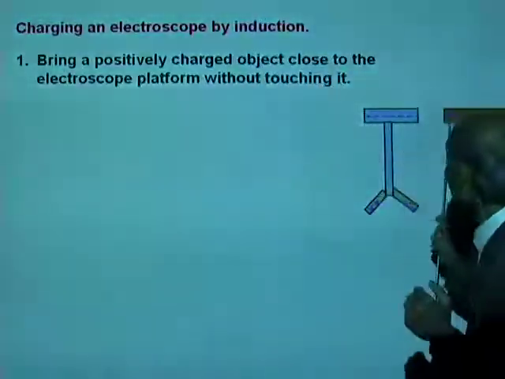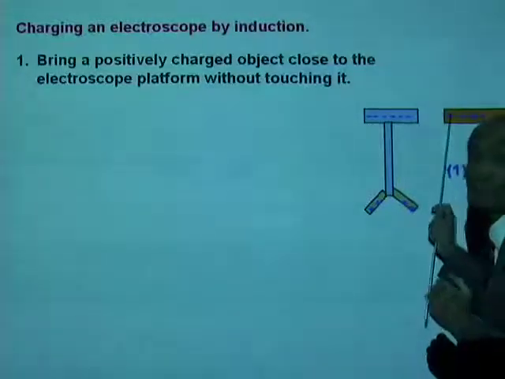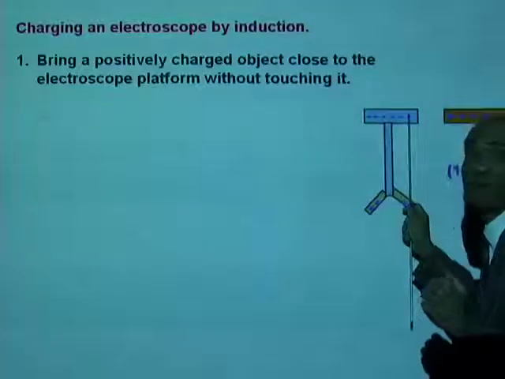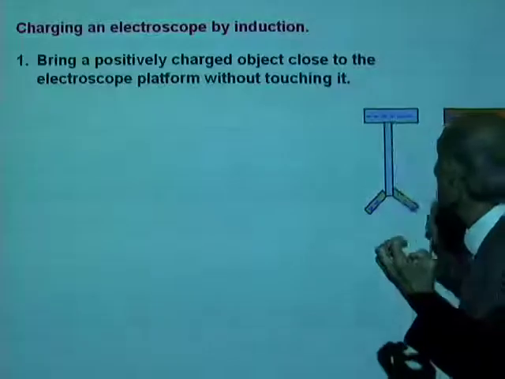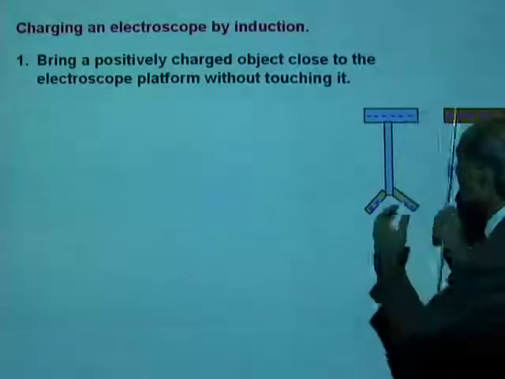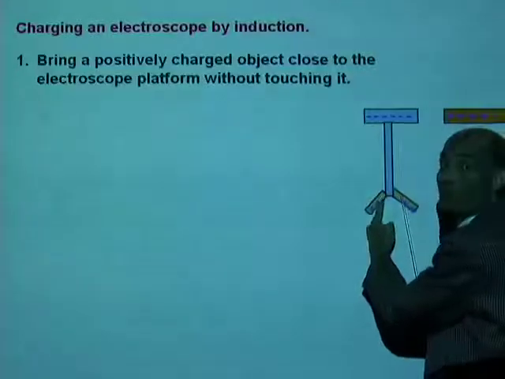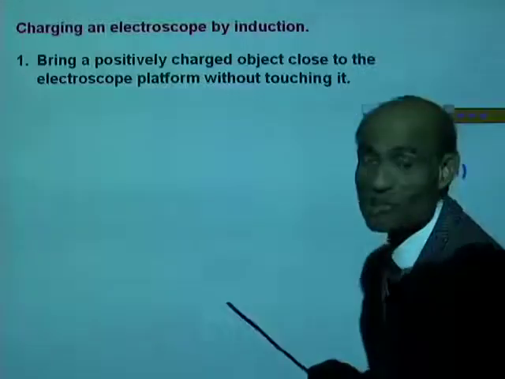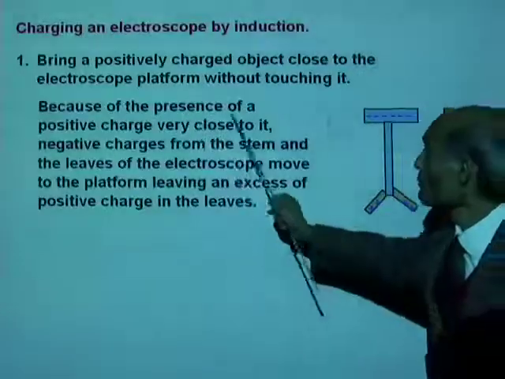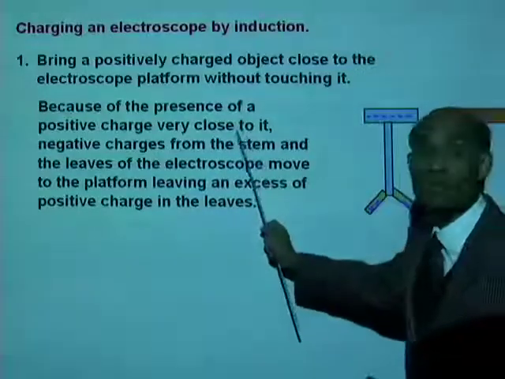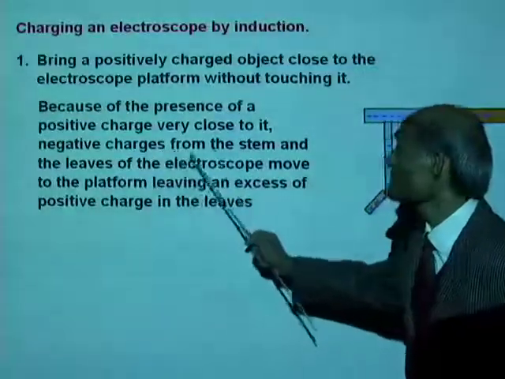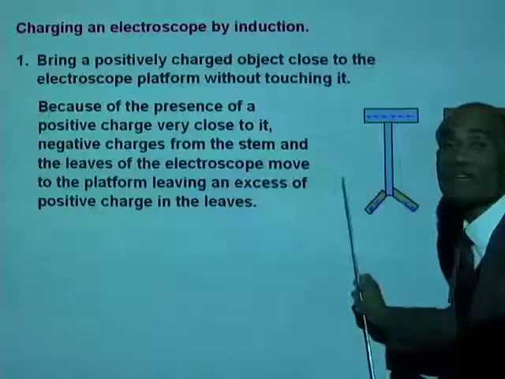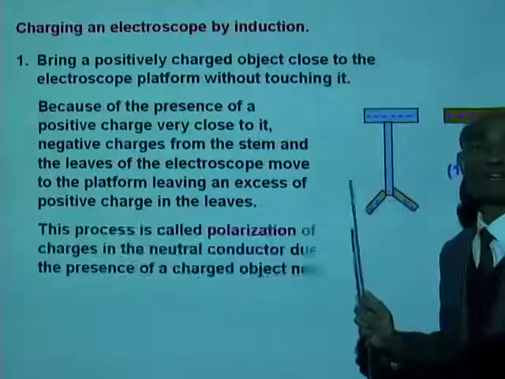Why? Because of the presence of these positive charges, a lot of negative charges moved to the platform because of their desire to be closer to this positive charge. That means a lot of negative charges were moved from the leaves, leaving the leaves positively charged, and that produces the divergence. Because of the presence of a positive charge very close to it, negative charges from the stem and the leaves of the electroscope move to the platform, leaving an excess positive charge in the leaves.